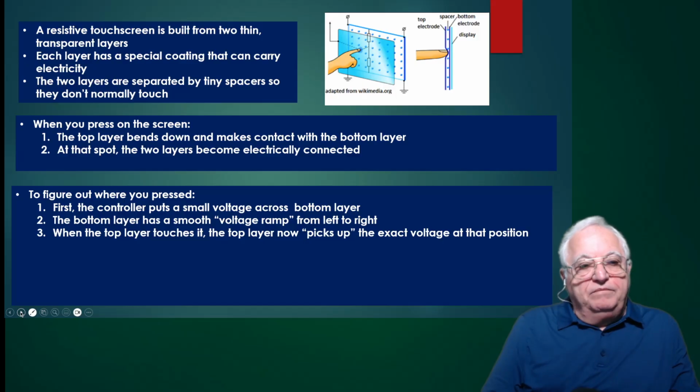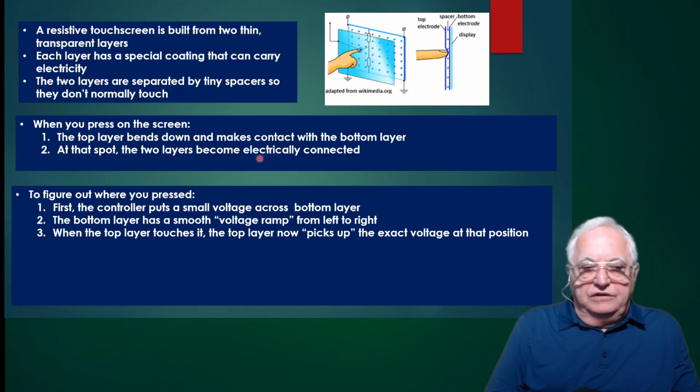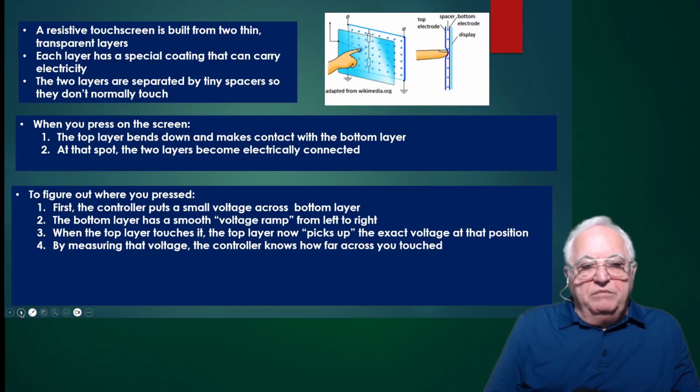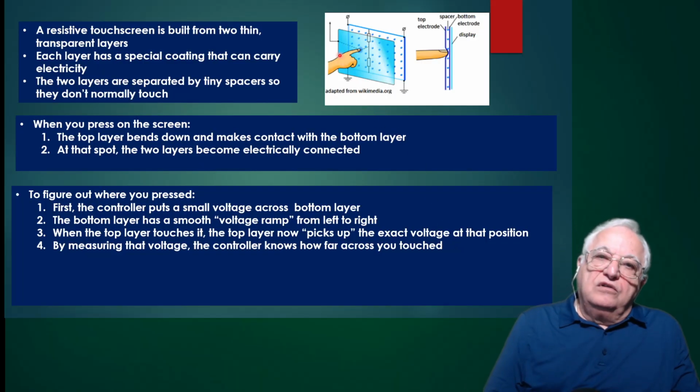Now when the top layer touches it, the top layer picks up the exact voltage at that position. So basically, when you push the screen at a particular position, you're going to get a unique voltage. If you move to the right, you are going to get a different voltage. Now, by measuring that voltage, the controller knows how far across you touch. So as you move from left to right, the voltage is going to be changing, so you could figure out how far you've gone from left to right according to the voltage.